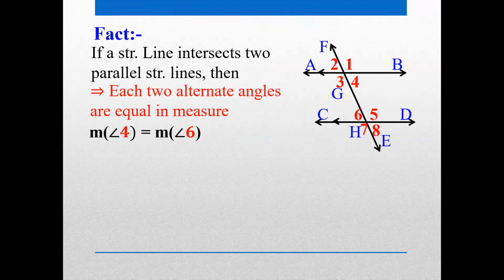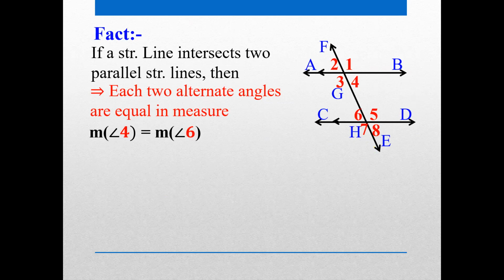So we have a fact. What the fact is: if a straight line intersects two parallel straight lines, we have two parallel straight lines and another straight line intersecting them, then each two alternate angles are equal in measure.